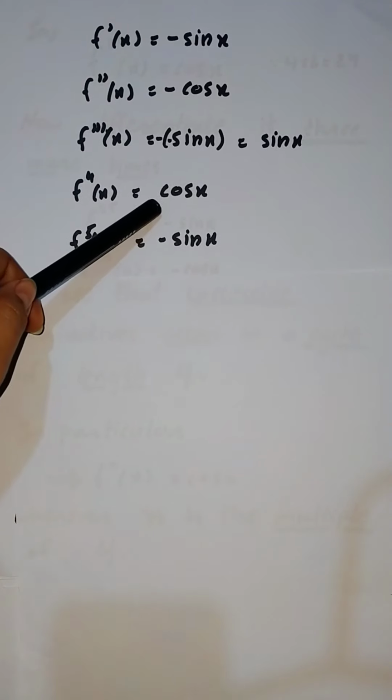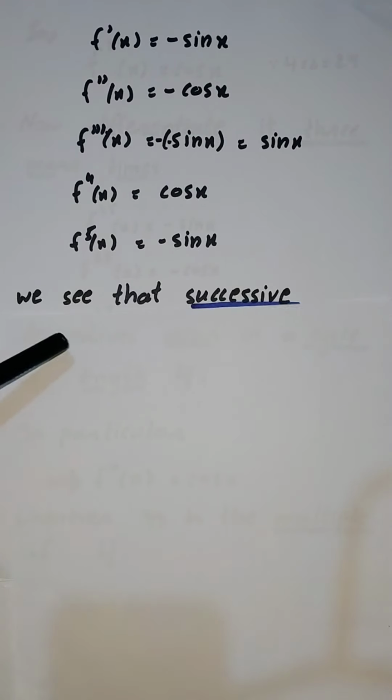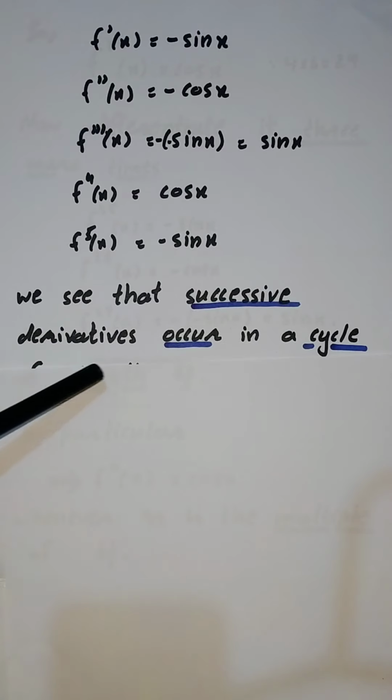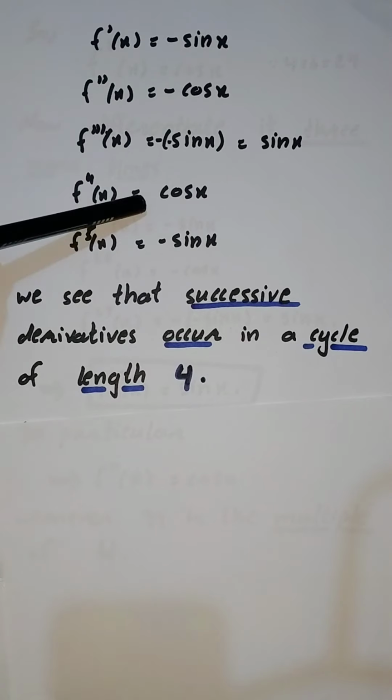Here you can see the given function was cos x, and the fourth derivative of that function also gives us cos x. So from here we can see that the successive derivatives occur in a cycle of length 4. In this question, the successive derivatives occur in a cycle of length 4.